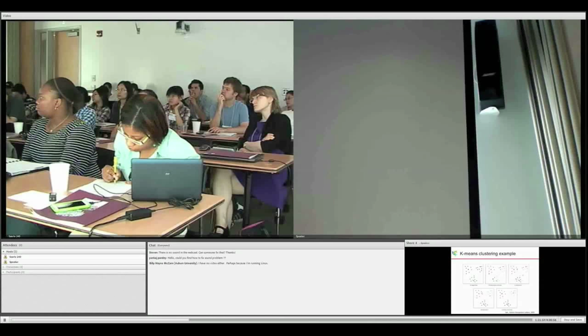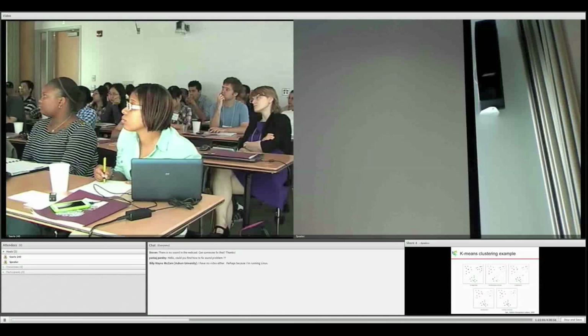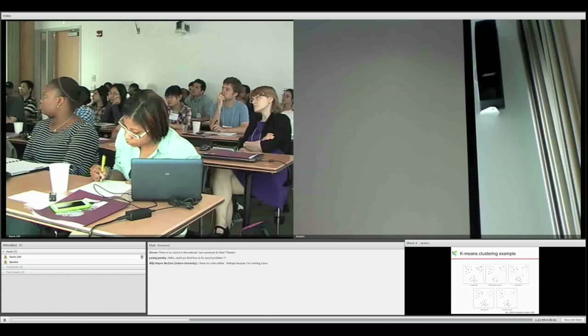Let me show you a very easy two-dimensional example, and then we'll talk about a few of the caveats when it's applied to molecular data. So here we are in 2 dimensions. Here's my input data, and I want to find 3 cluster centers.